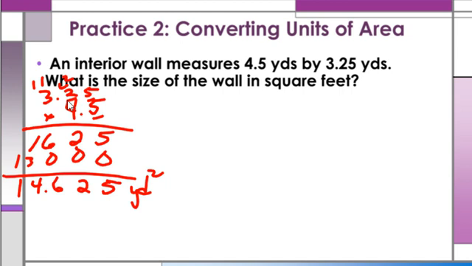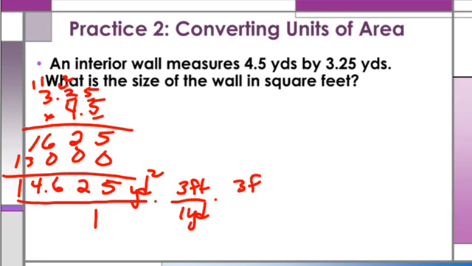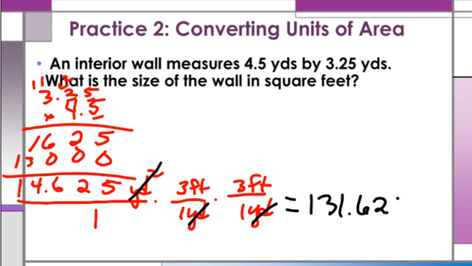I need to convert that to square feet. So I can make this over 1. So I need to use 3 feet over 1 yard times 3 feet over 1 yard. And my square yards cancel out. So 9 times 14.625, we would get an answer of 131.625 square feet.